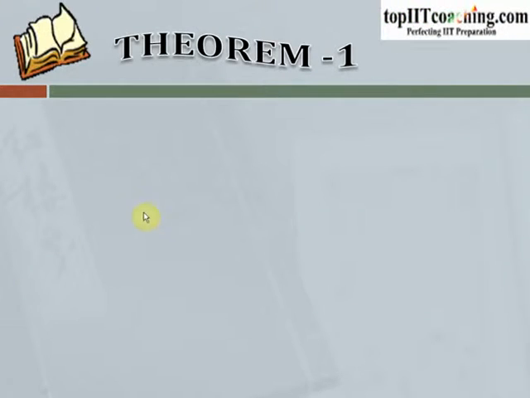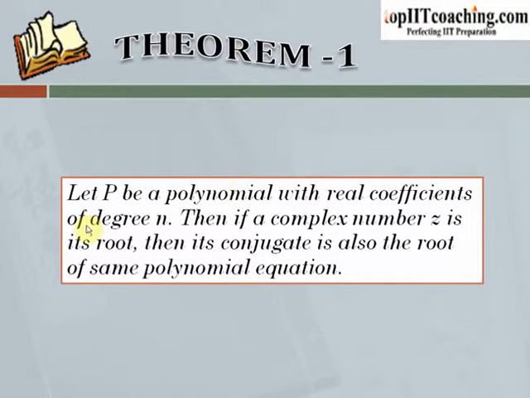Now let's look at theorem number 1. It says that let P be a polynomial with real coefficients of degree n. Then if a complex number z is its root, then its conjugate is also a root of the same polynomial equation. It says that if we have a polynomial equation with real coefficients of degree n, so P is an n degree polynomial, and z is a root of this polynomial equation, then z conjugate must also be a root of the same polynomial equation.